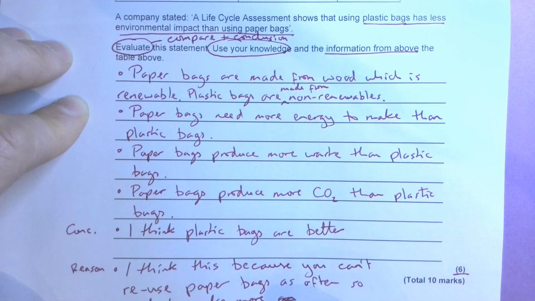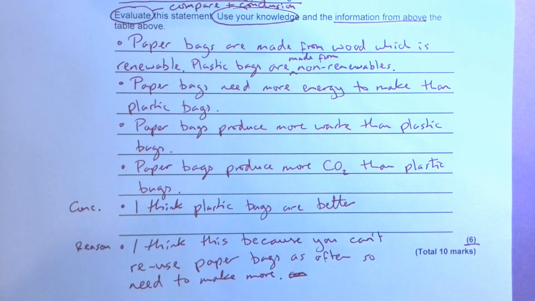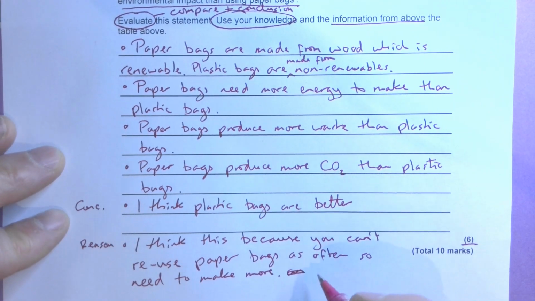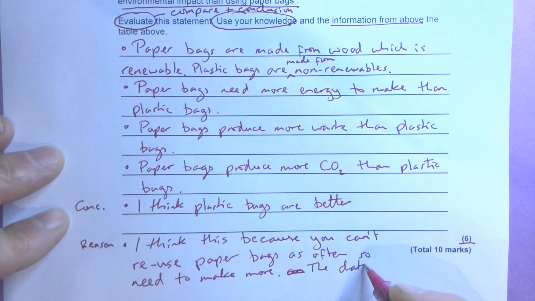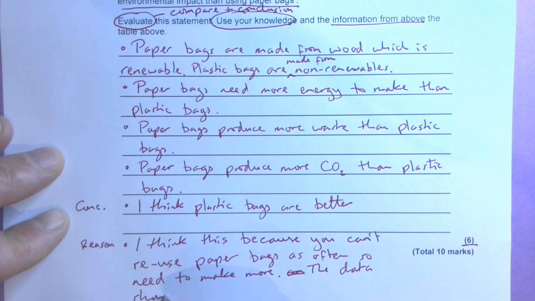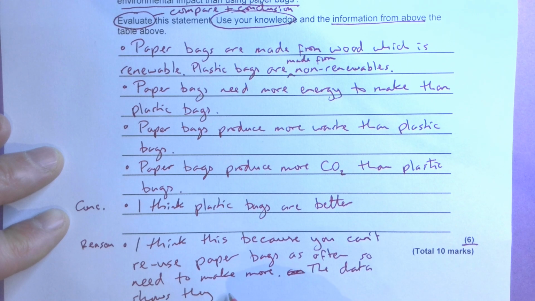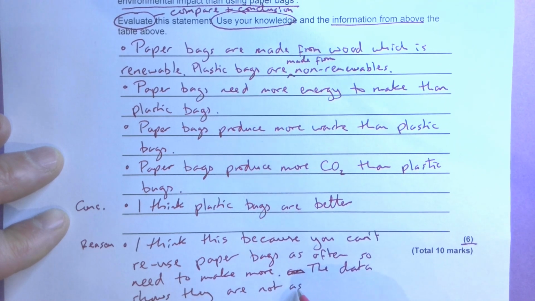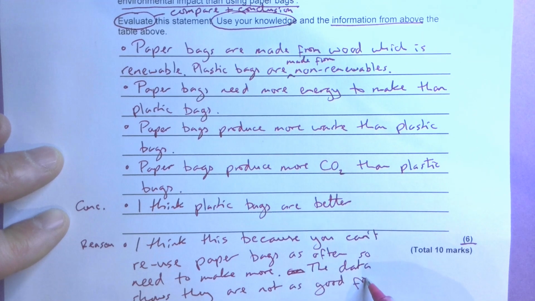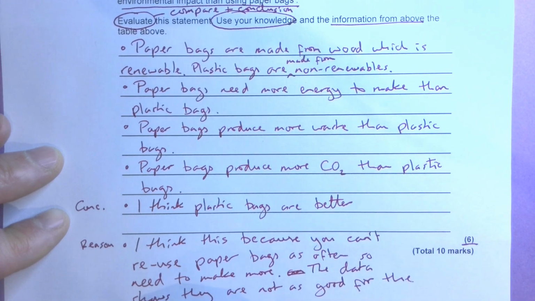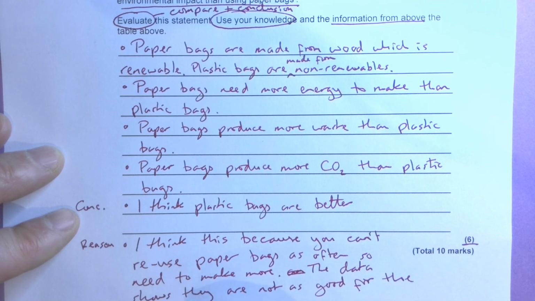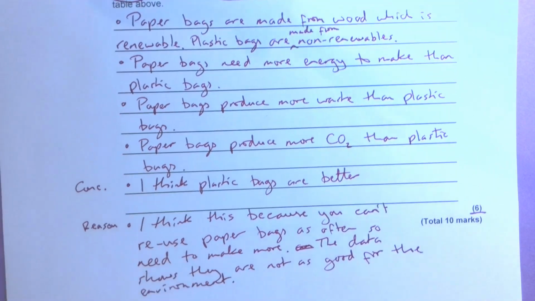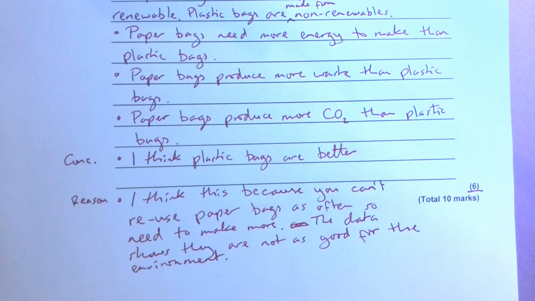Okay, so that would be it really. I think you can't reuse paper bags as often, so you need to make more of them. The data suggests they're not as good. The data shows they're not as good for the environment. Okay, so I've written a conclusion there that paper bags are not as good, because even though they're from renewable, you can't reuse them. That's the key bit there.